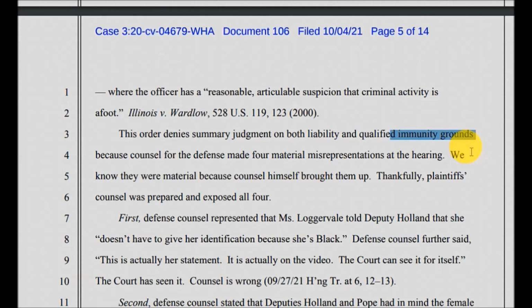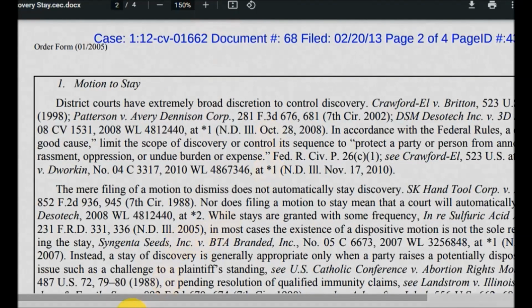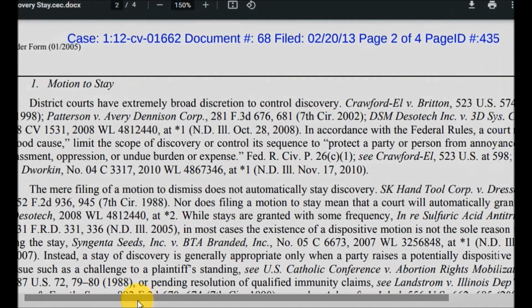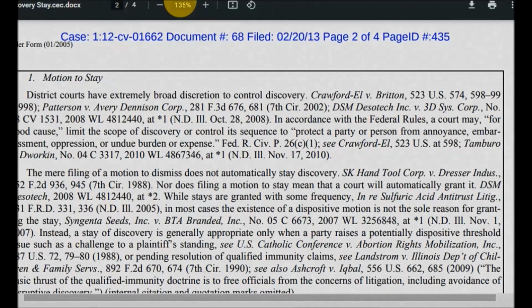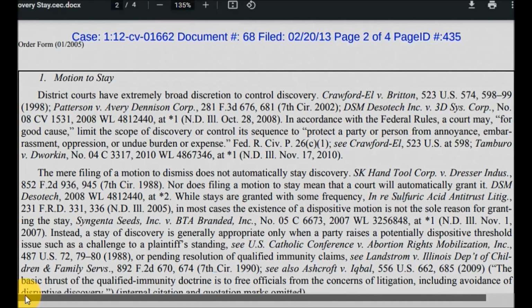You must know this. You still want some more? When it comes to the fact that this thing called qualified immunity is one of the tools that's functionally used to stop discovery or dispositive motions or any other things you're trying to do.